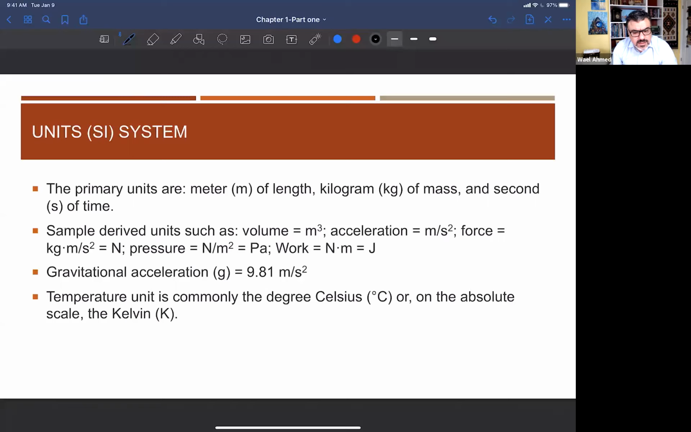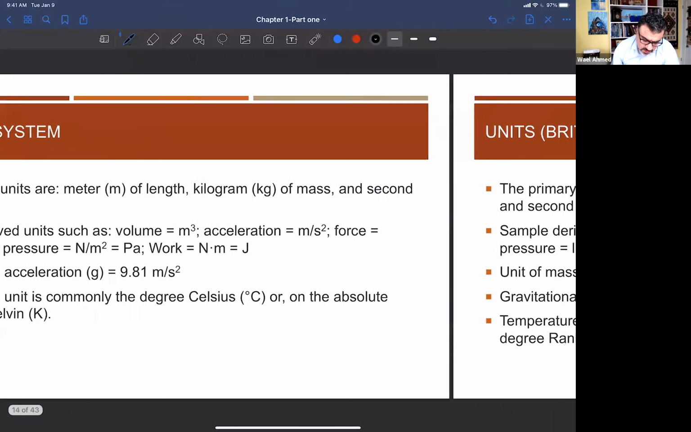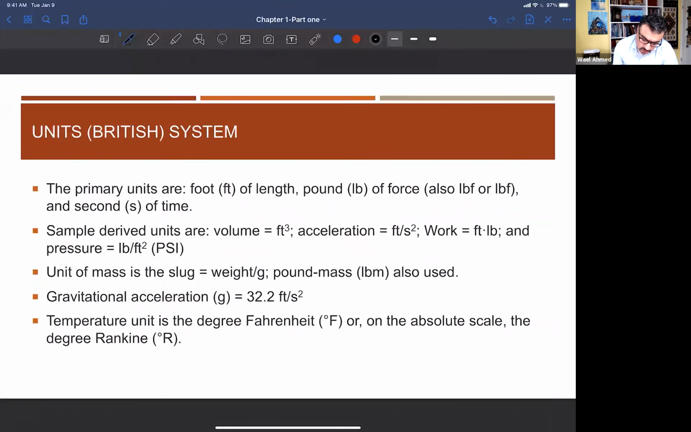Gravitational acceleration in the SI unit is 9.81. And the temperature in the SI unit is defined in degrees Celsius, or degrees Kelvin on the absolute scale. This will be defined in much more detail in the thermodynamics course, including why we refer to the absolute temperature instead of the Celsius temperature. Okay, I'm going to go through this very quickly in order to get to the point we are trying to explain in this course. The same thing applies to the British system. I want you to be familiar with those numbers.